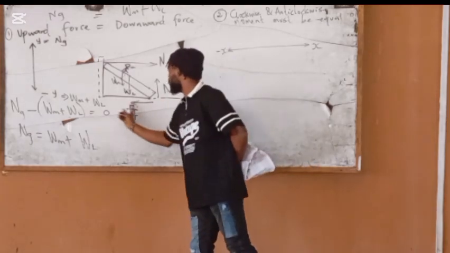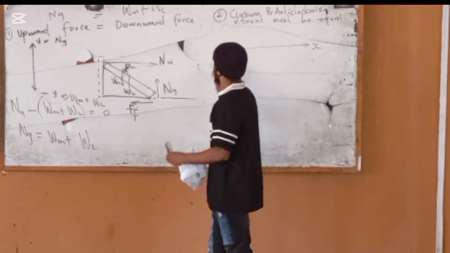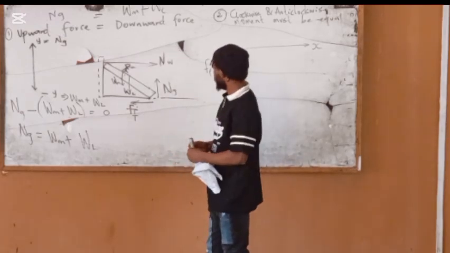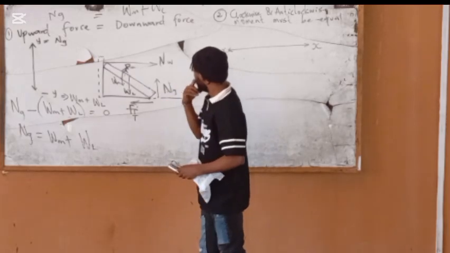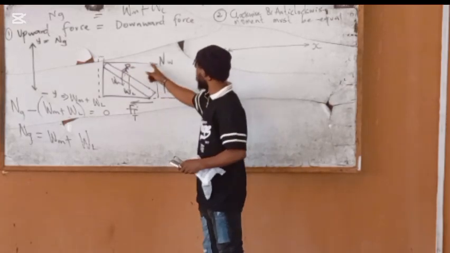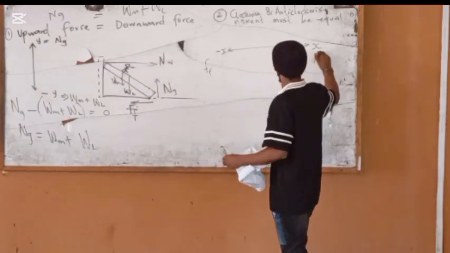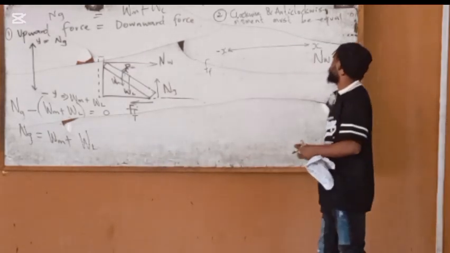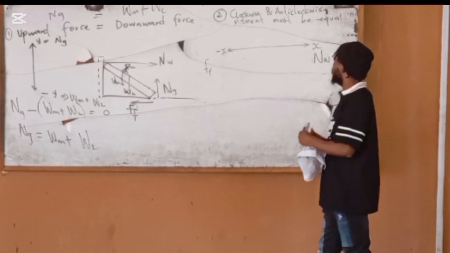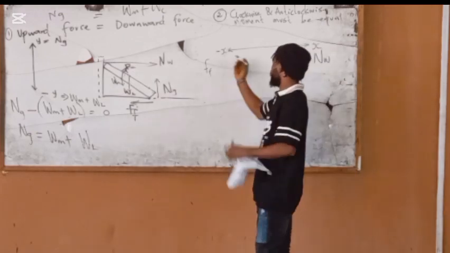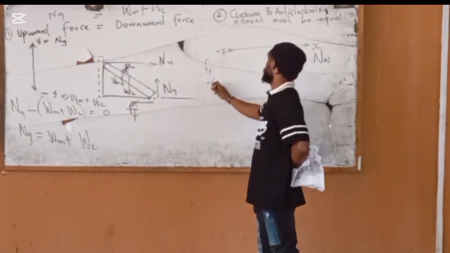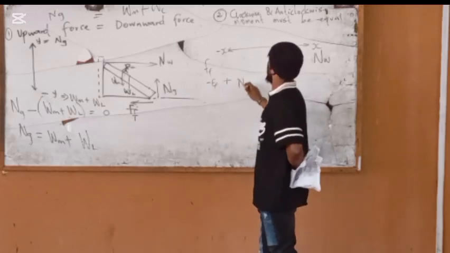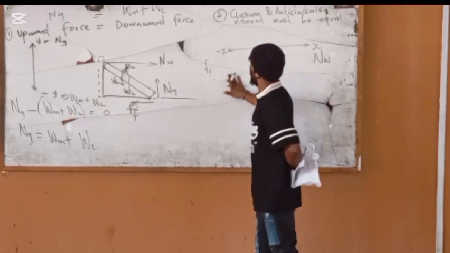I'll see that this is going this way, but let me just put it for this side. So I'm saying frictional force, this side. Is there any other thing going this way? No. Okay, then just this one now going this way. If they are going to be equal, I can say minus frictional force plus NW. And it doesn't follow the rule because X is constant.